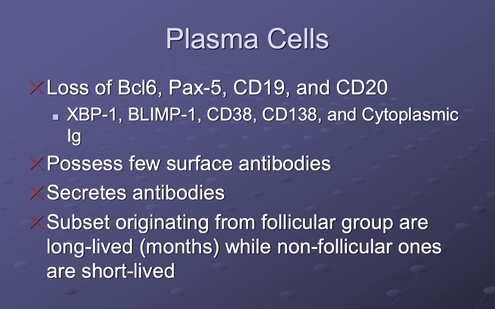And similar to our mature B cells, plasma cells will also have specific cell surface markers on them. They will lose cell surface markers like this set. And then these other cell surface markers, they will definitely have. Okay?